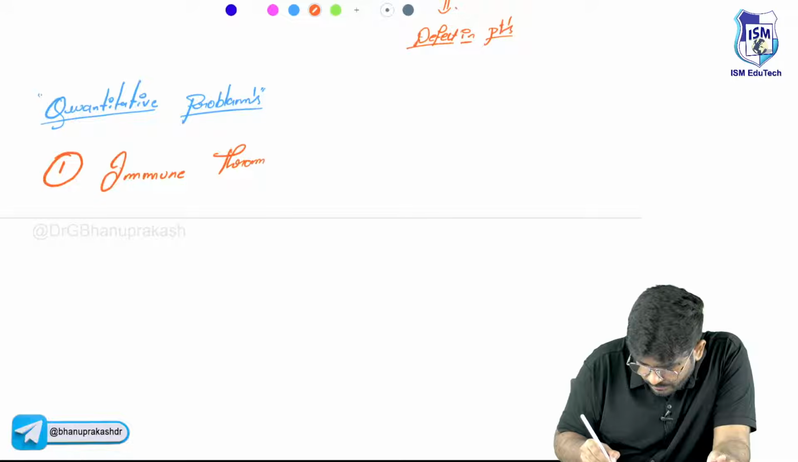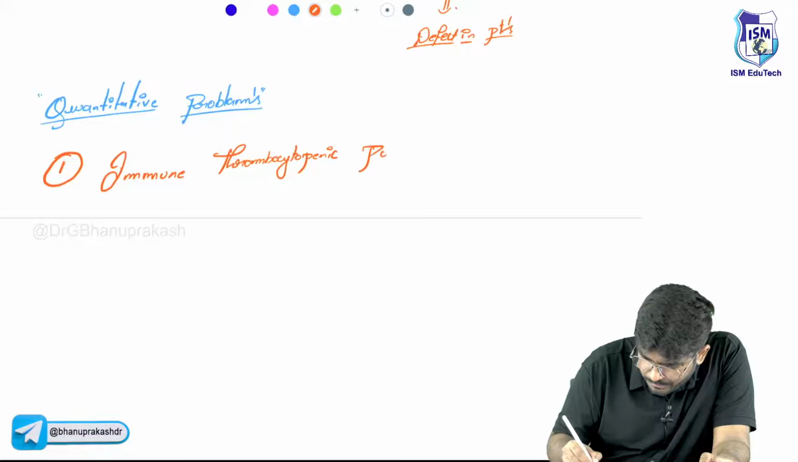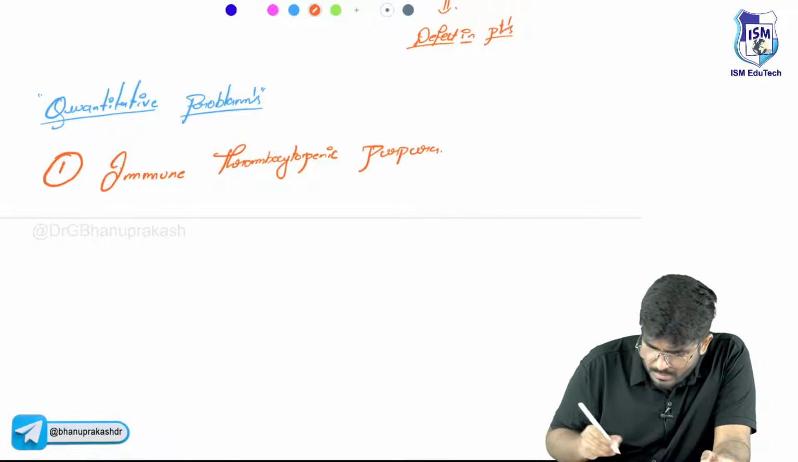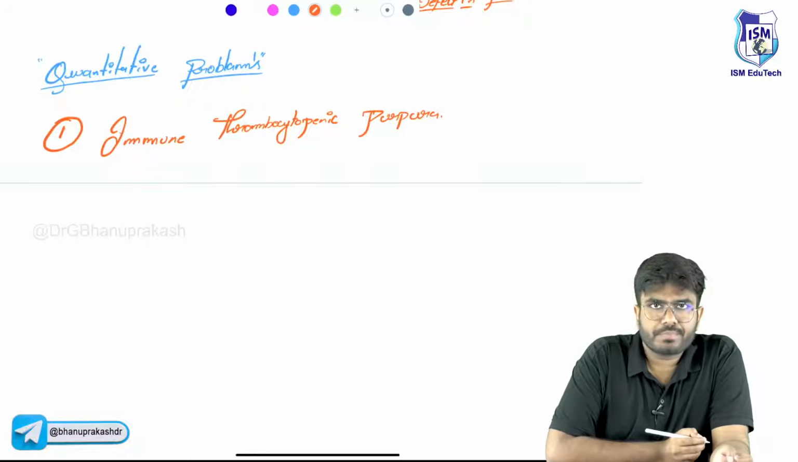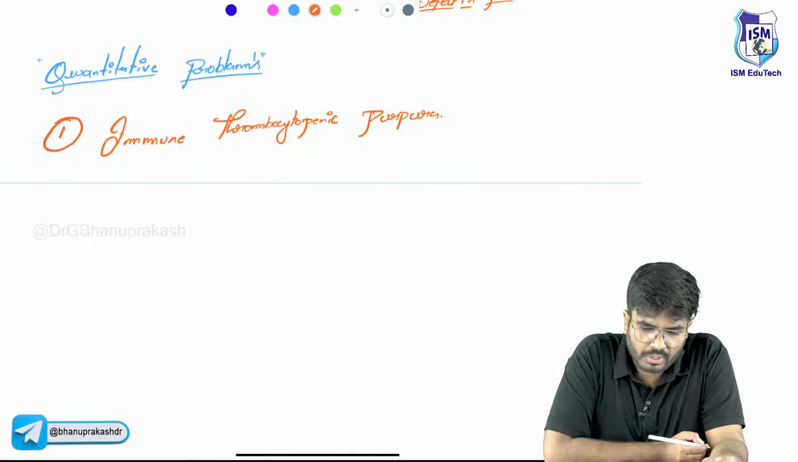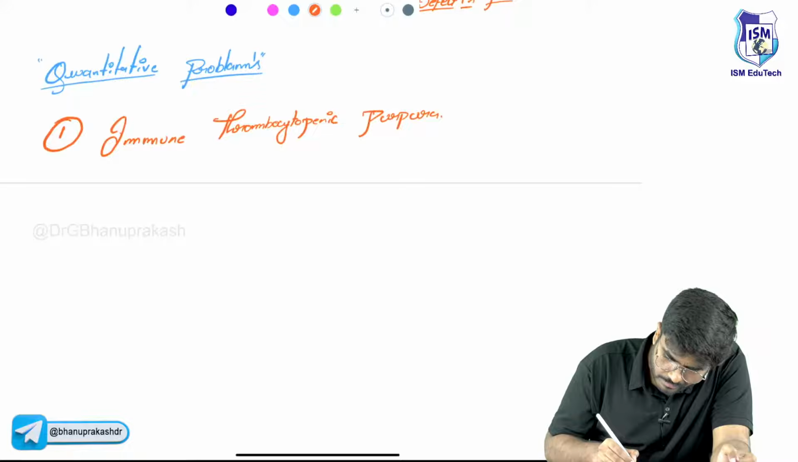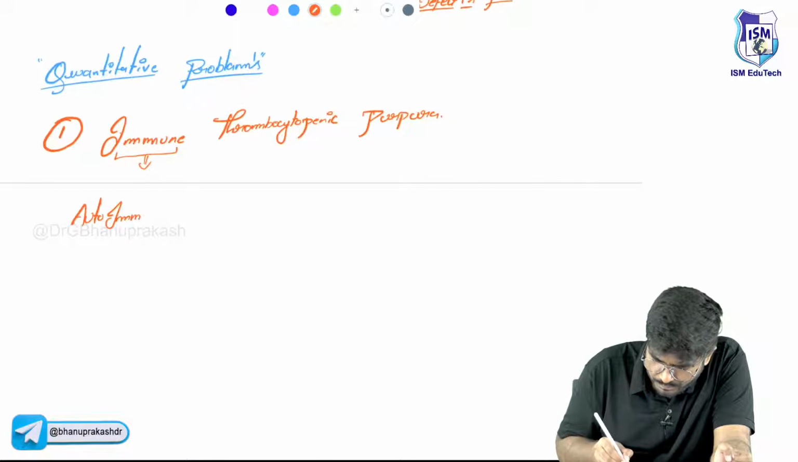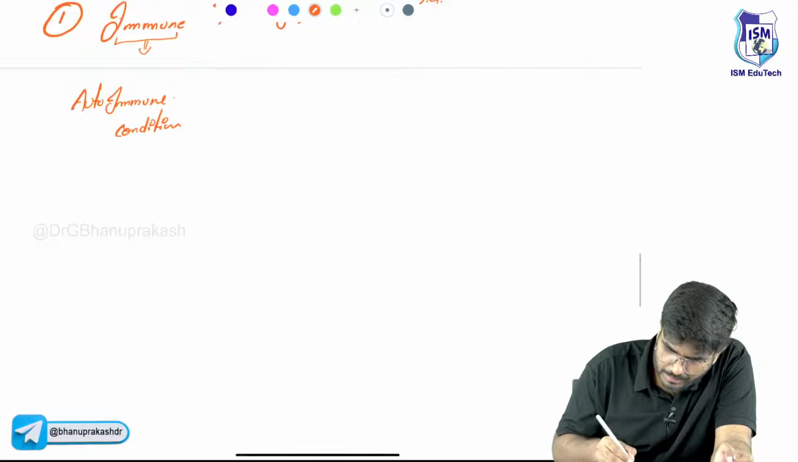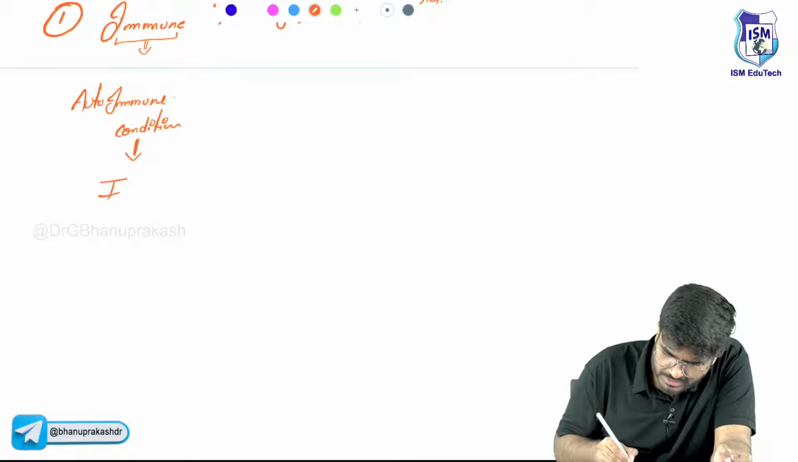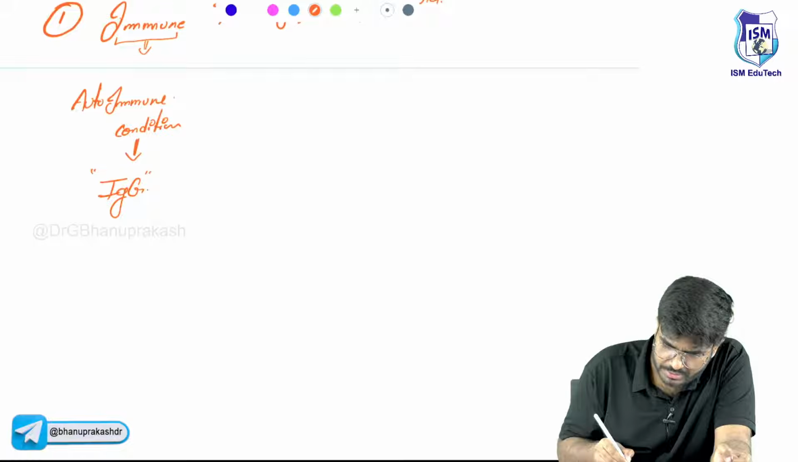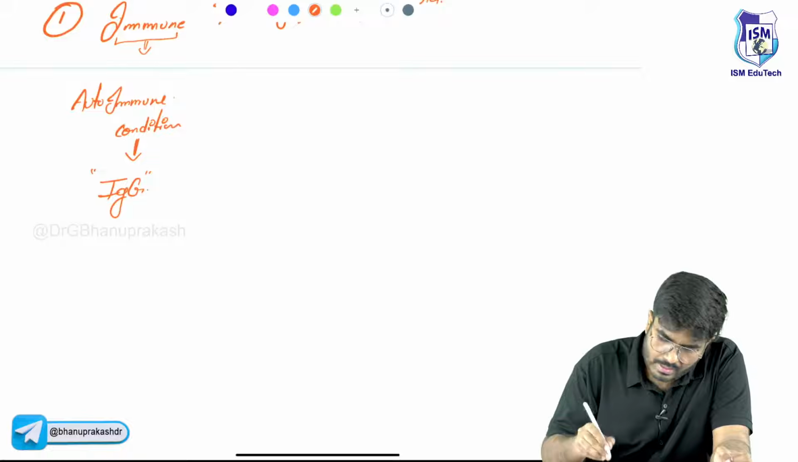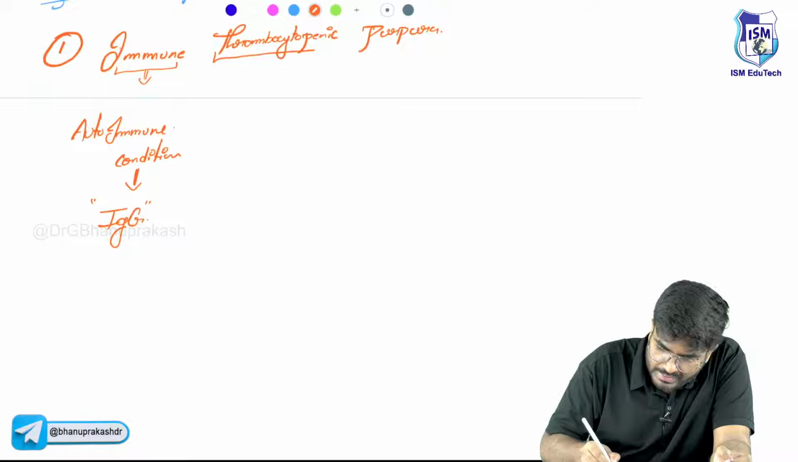So first let's justify this name. Let's see what exactly this name is talking about. Immune thrombocytopenic purpura. See, immune here stands for the fact that it's an autoimmune condition, where the patient is producing IgG type of antibodies. Against what? Against the platelets.